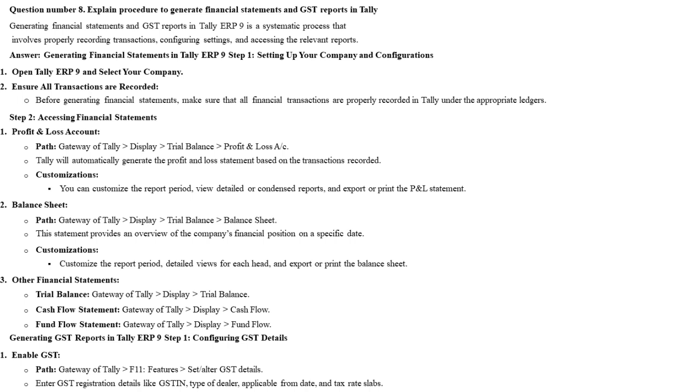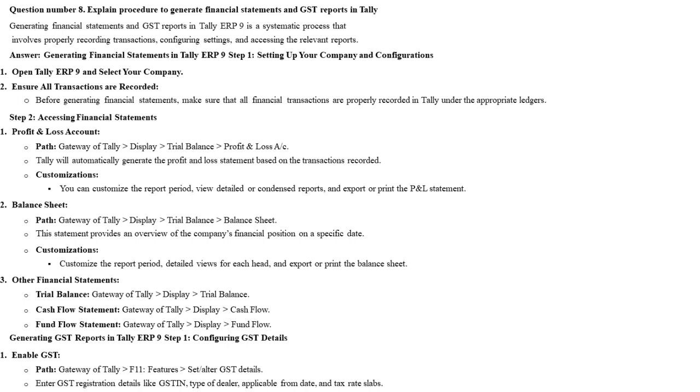1. Profit and loss account. Path: Gateway of Tally, Display, Trial Balance, Profit and Loss A/c. Tally will automatically generate the profit and loss statement based on the transactions recorded. Customizations: You can customize the report period, view detailed or condensed reports, and export or print the P&L statement.